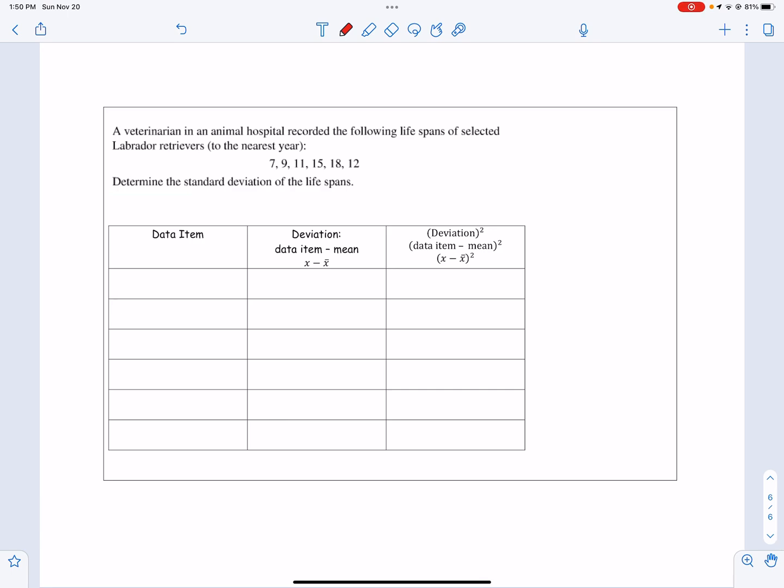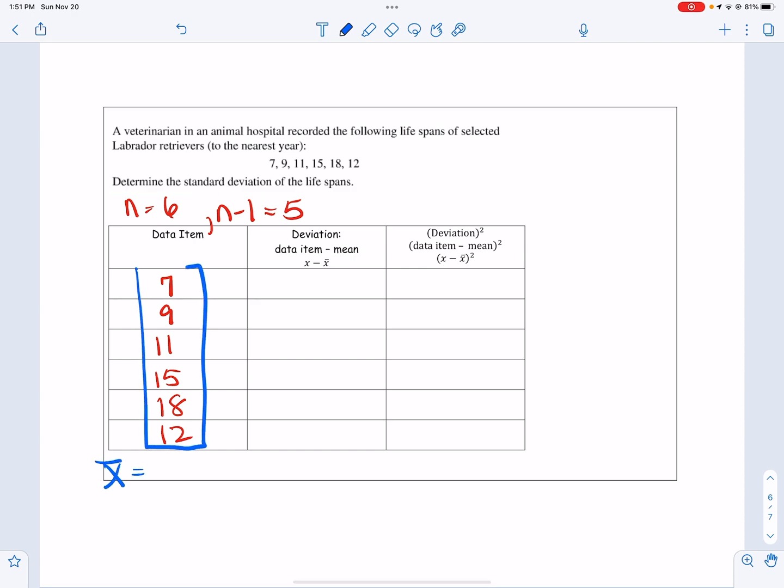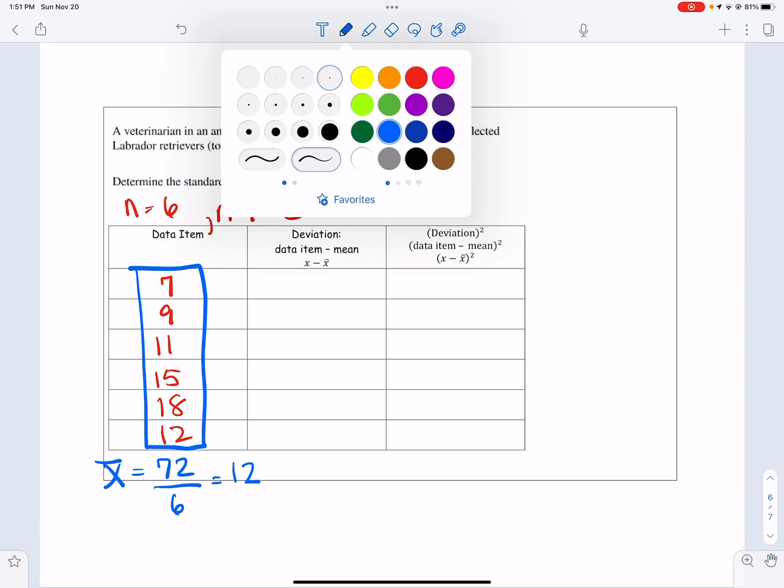Again, we have 6 data points, so start with step 1. Let's list all those data points. And we're going to write n is 6, so n minus 1 is 5. So let's find the mean, and when I add these up, I get 72, and when I divide by 6, I get 12. Well, that's nice, no decimals to worry about.